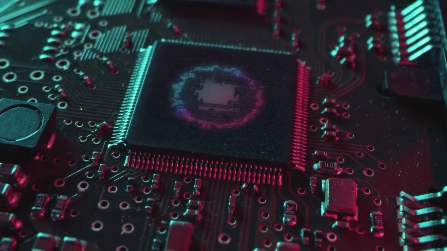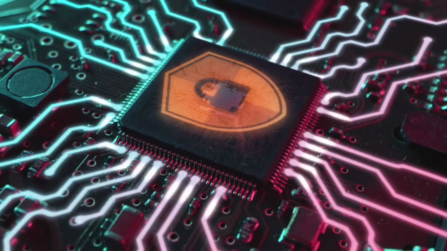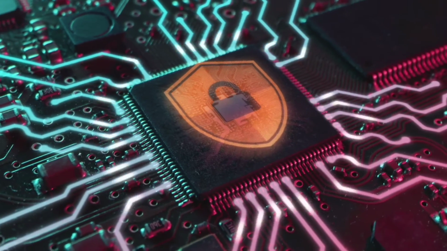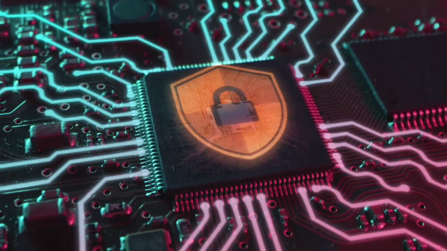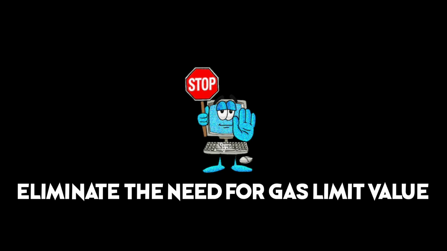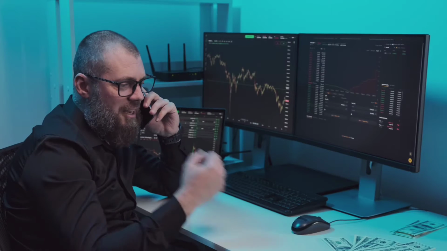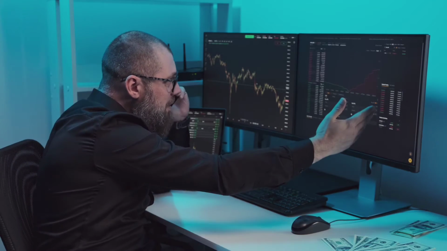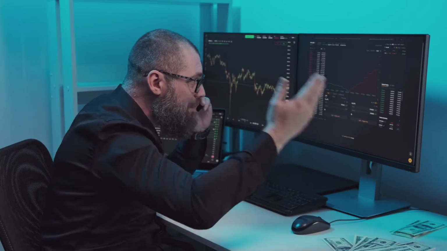NFT whitelisting is a method of locking crypto assets to a specific account. This can be used in lots of ways, but the most common use is to prove that you actually do hold specific crypto assets. The NFT whitelist system eliminates the need for gas limit values and prevents users from accidentally sending tokens to an address that does not support the ERC 721 standard.